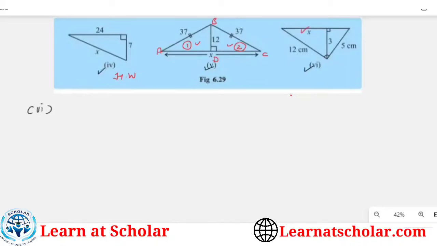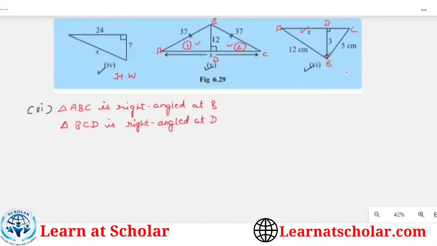Again there are two triangles, ABCD. Now we have to find out the value of AD, not AC. The value of AD is x. Triangle ABC is also a right angle triangle, right angled at B. That means AC is the hypotenuse in triangle ABC. First we will take triangle BCD, which is right angled at D.